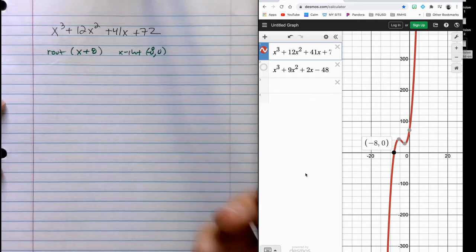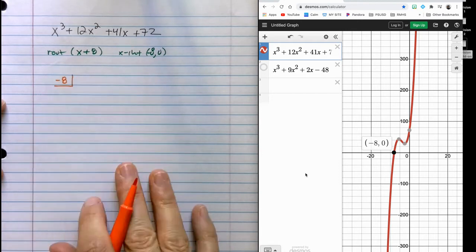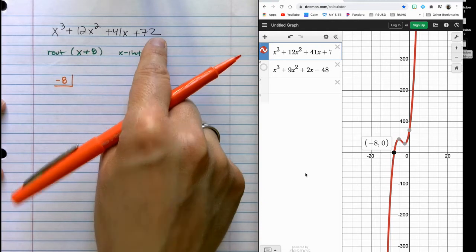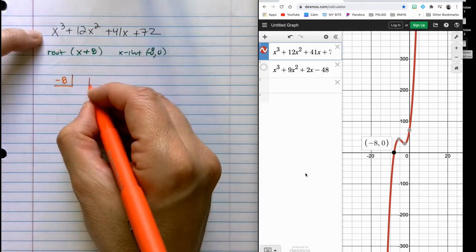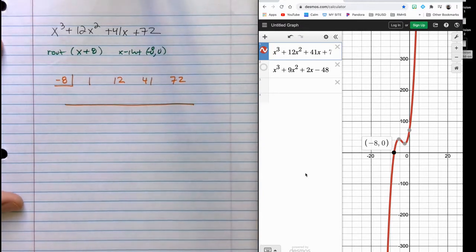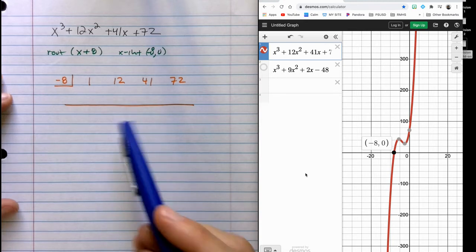The first thing you want to do is take your root and write it as your x-intercept. Next, you're going to take all the coefficients and write them up top. Do not write any of the variables. Now that our synthetic division is set up, here's the process.